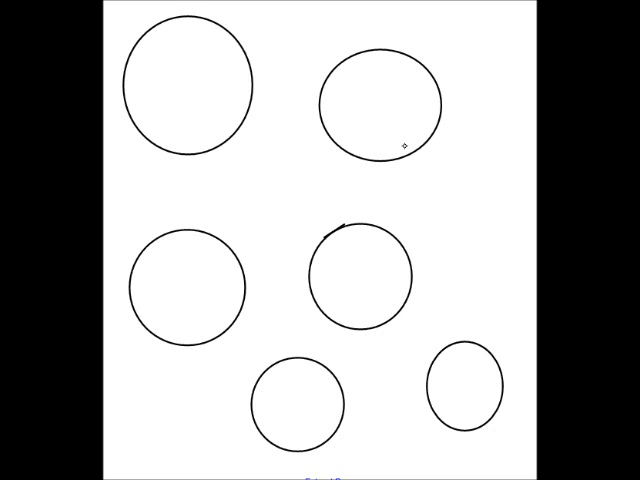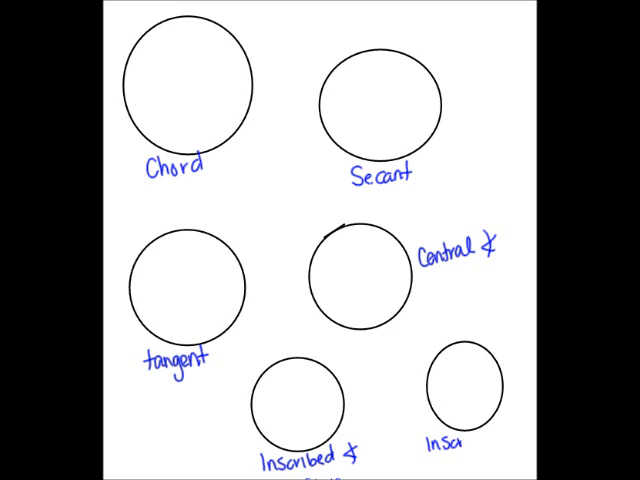For the first circle, can you please draw a chord? In another circle, can you draw a secant line? For another circle, can you draw a tangent line? For another circle, I need you to draw a central angle. Now draw an inscribed angle. In the last circle, can you draw an inscribed polygon?